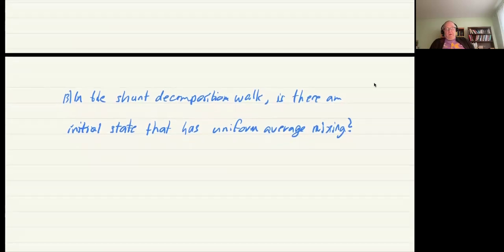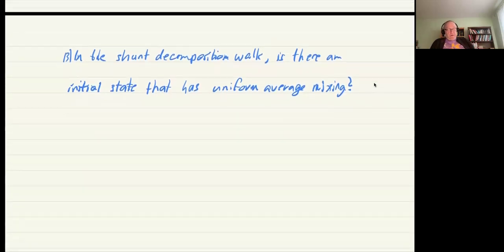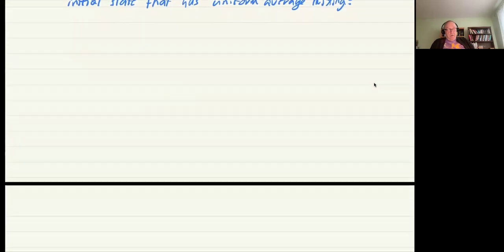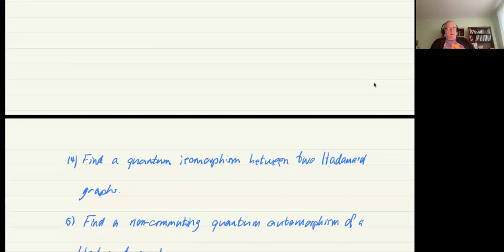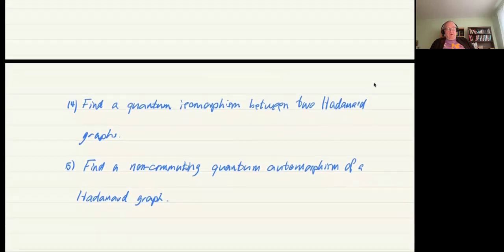Now, as I said, there are a lot of questions about discrete walks. It's just that we didn't spend as much time on them, and so we're not as well prepared, so I can't go into more details. And so the last group of questions involves quantum homomorphisms.